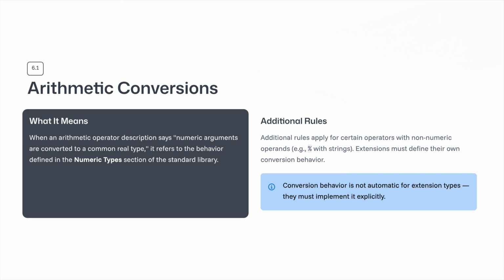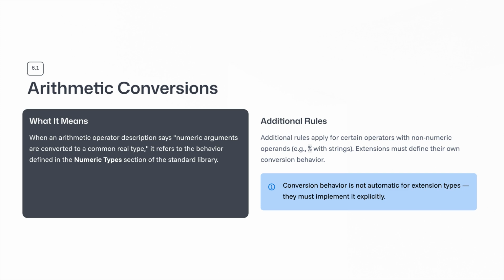Section 6.1, Arithmetic Conversions. Short but important. When the language reference says numeric arguments are converted to a common real type, it's pointing you to the numeric type section of the stdlib docs. The left column explains what that means in practice. Python promotes the narrower type to match the wider one. The right column covers the edge cases.